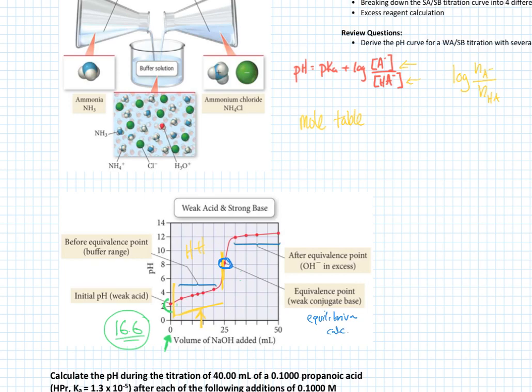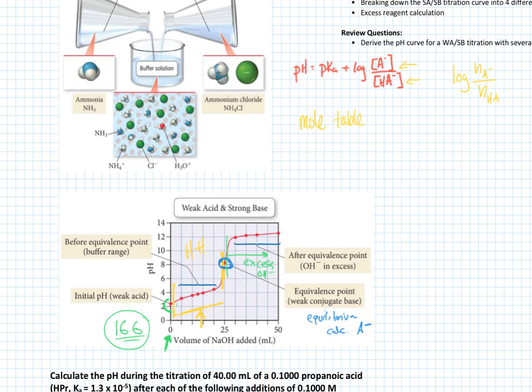Because the only thing we have remaining is conjugate base at this point. I'll show this to you in a chemical reaction. And then beyond region 3, so from just a little bit of the equivalence point past, this is actually an excess reagent problem. So we have excess OH minus in this particular case. Excess OH minus exists beyond the equivalence point.